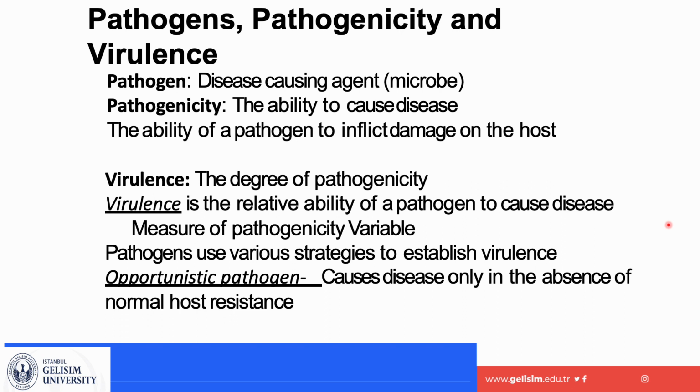So pathogens are disease-causing agents, and their ability to cause disease is referred to as pathogenicity. The degree of pathogenicity is known as virulence, which measures the relative ability of a pathogen to cause disease. Pathogens use various strategies to establish virulence, and opportunistic pathogens will only cause disease when the normal host's resistance is absent.